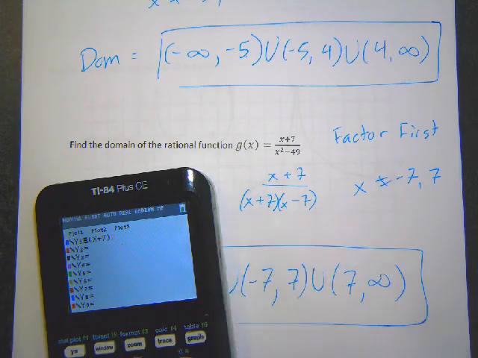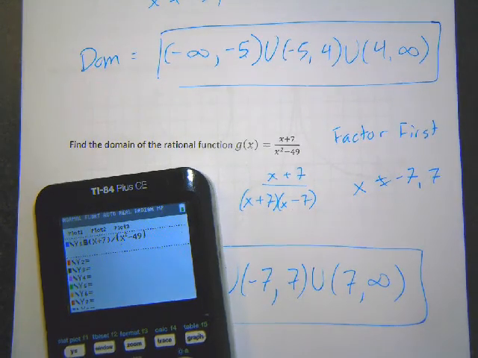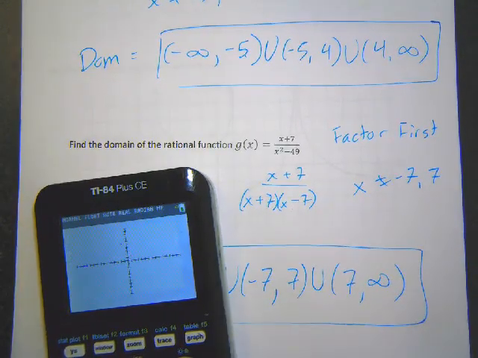So parentheses x plus 7 divided by parentheses x squared minus 49. So we're going to close the parentheses so that I've got the expression like it should be. And then, when I graph it, you'll be able to see what the graph looks like. And you can see it looks pretty normal until it hits about 7, and then it gets kind of weird.